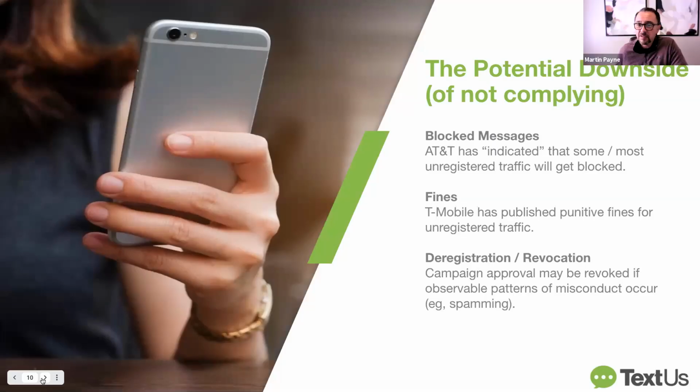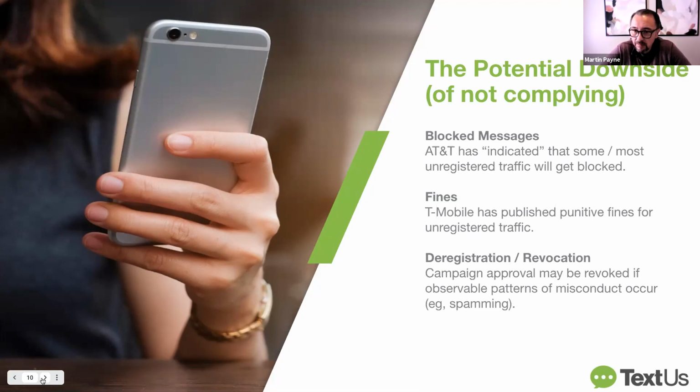All right. So here's the potential downside of not complying. Blocked messages. AT&T has indicated, quote unquote, it's in quotes because we don't know in actuality the extent to which traffic will be blocked, but they certainly stated that there's a distinct possibility that unregistered traffic, otherwise known as gray route traffic, or traffic that's going over P2P routes that really should be A2P, will get blocked by AT&T. T-Mobile has taken a different stance.